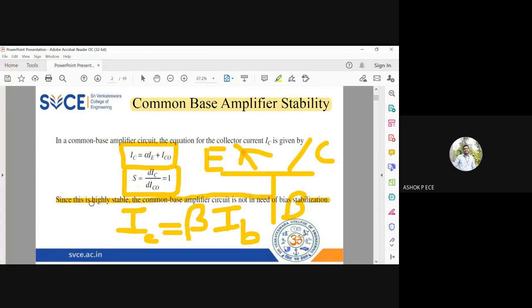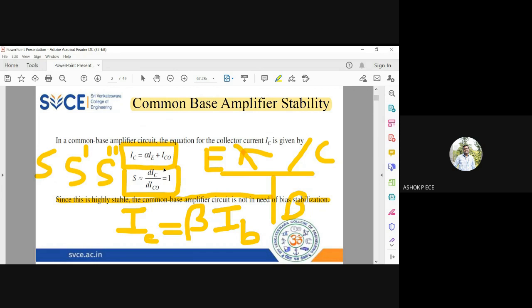Since the common base is highly stable, there is no requirement for a biasing circuit to be designed for it because it is already stable. You need not add additional circuits to ensure stability of the common base amplifier. I think the point I make here is clear. In the common emitter amplifier, we derived the different stability factors S, S dash, and S double dash, and we made a statement that for the device to be thermally stable, all these parameters should be as small as possible. But in the common base amplifier, that is not the case. The stability factor is approximately equal to 1, or in and around 1.